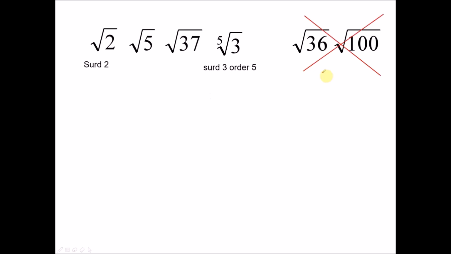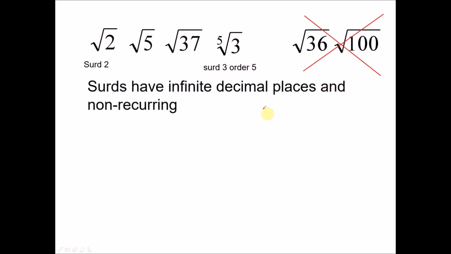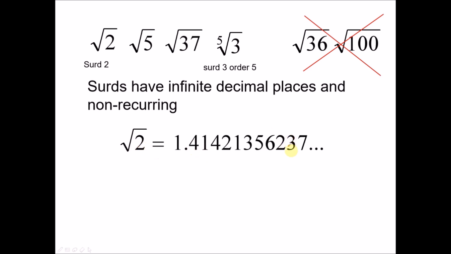So how can we determine which are surds and which are not surds? Surds have infinite decimal places and they are non-recurring. For example, if you are given the square root of 2 or surd 2 here, if you key it in a calculator, it will show this, and actually this decimal continues and it has infinite decimal places, which means the numbers here continue and it is shortened by the three dots here.